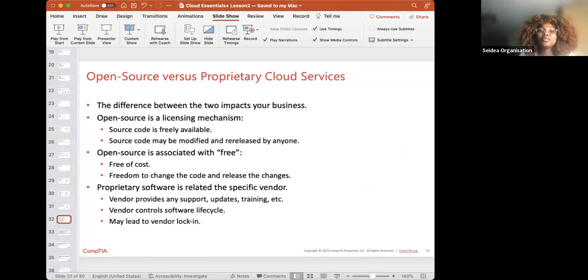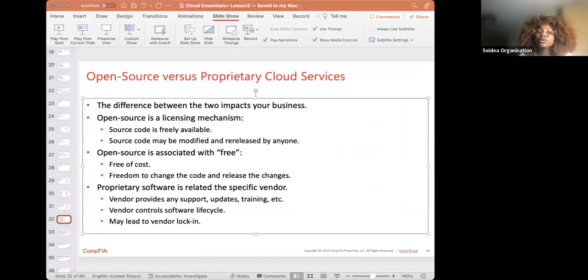We're now going to move to open source versus proprietary cloud services. Understanding the difference between these two things is crucial because it impacts your organization's operation, your cost structure, and your flexibility.